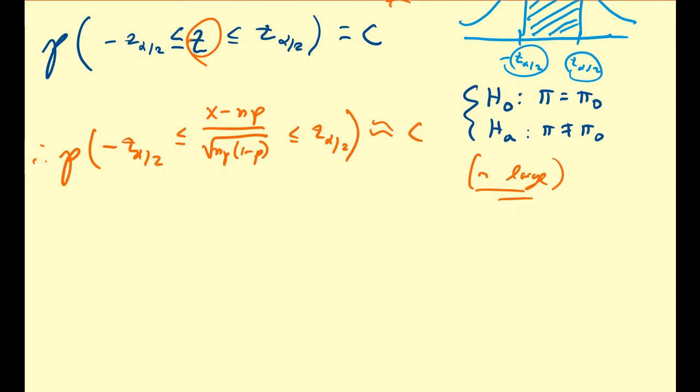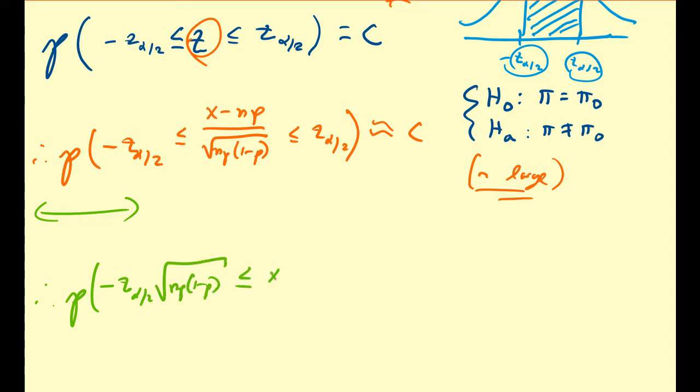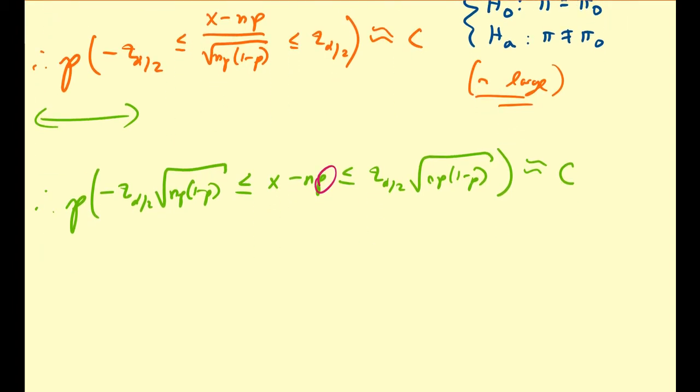I'm going to do some algebra here, so I'm going to rearrange this. I'm going to multiply both sides by the square root. That gives the probability that minus z alpha over 2 times the square root of np(1 minus p) is less than or equal to X minus np, which is less than or equal to z alpha over 2 times the square root of np(1 minus p), and this is approximately equal to c. Remember what we're going for here: we're trying to get this probability p by itself, since that's the closest thing we can get to a population proportion.